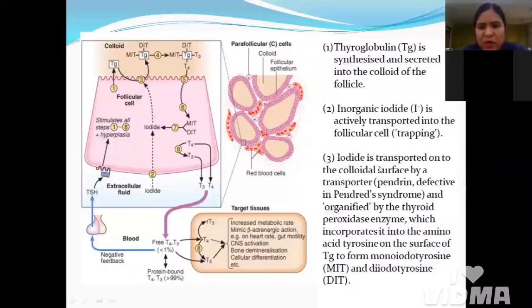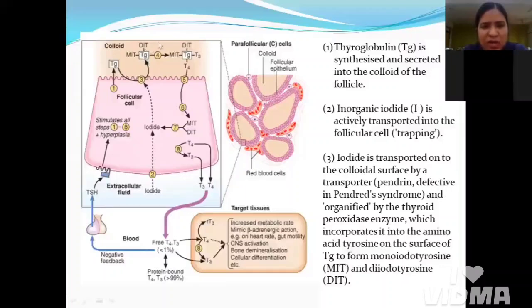Iodide is transported to the colloidal surface by a transporter. So you can see the 3 number points here on the upper margin of the follicular cell. Okay, so this iodide is transported by a transporter known as pendrin, which is deficient in the Pendred syndrome, and it is organified by thyroid peroxidase enzyme. So two things are there here. One is transporter and another is thyroid peroxidase enzyme, which incorporates it into the amino acid tyrosine on the surface of Tg to form MIT and DIT.